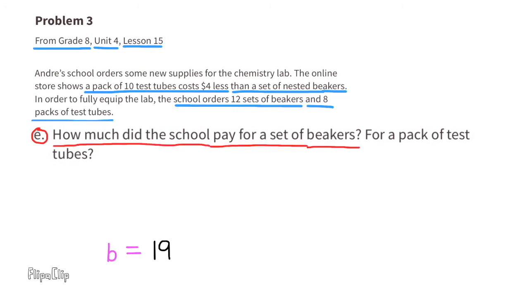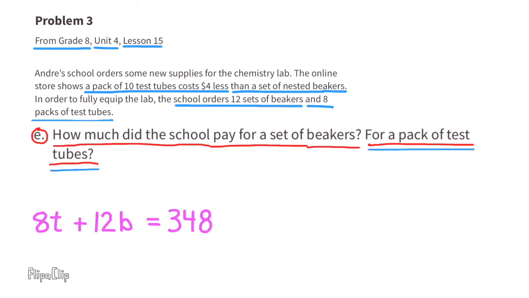E. How much did the school pay for a set of beakers? And how much did they pay for a pack of test tubes? One set of beakers cost $19. Let's find out how much they paid for a pack of test tubes. Let's use this equation, 8T plus 12B equals 348. And let's solve for T.